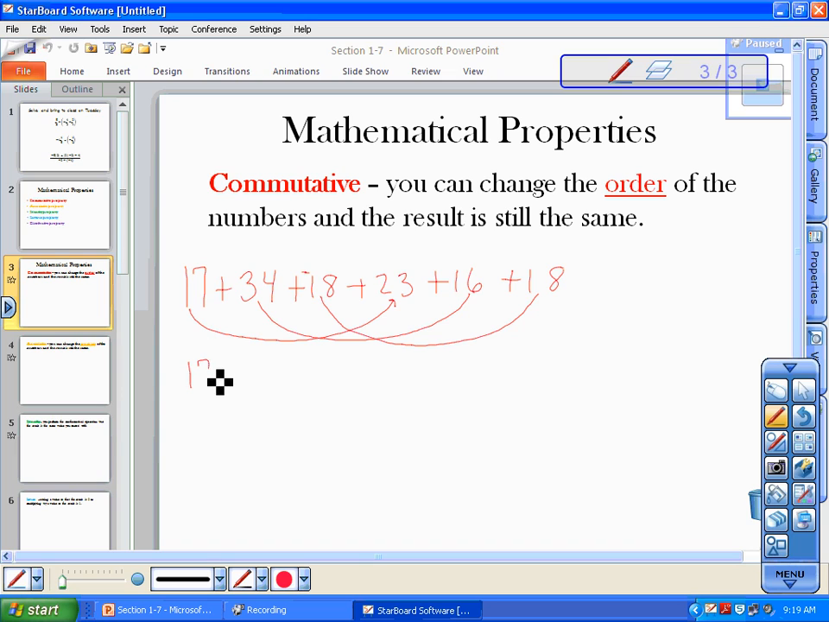Commutative property would state that if I take 17 and add 23, then add 34 and 16, followed by adding a negative 18 and a positive 18, I will get the same result. 17 and 23 makes 40, 34 and 16 makes 50, and negative 18 and positive 18 is 0. Adding this all together, my grand total is 90. Sometimes changing the order makes mental math much easier.